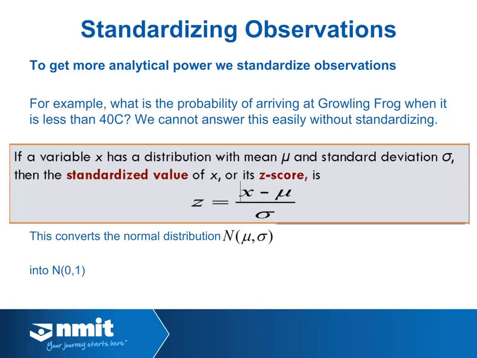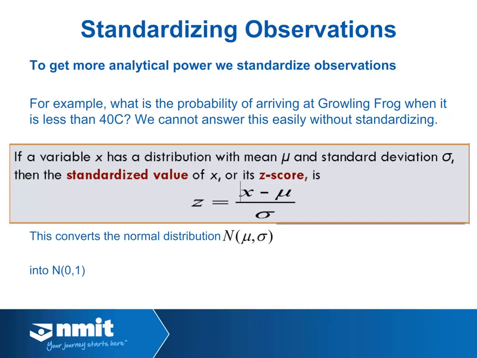So let's say, for example, let's take growling frog temperature as an example. The mean is 24 and the standard deviation is 8. If we add the standard deviation to the mean, that gives us 32. So let's say x is 32 and we want to standardize that value. 32 being 1 standard deviation greater than the mean.